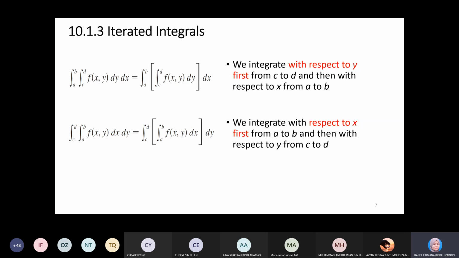It depends which one you want to integrate first: with respect to y first and then x, or with respect to x first and then with respect to y from c to d. If you have a function f of x and y and put dy inside, then you put the limits of y inside. If you put dx inside, then you put the limits of x inside and y outside. You do the integration of the inner part first, and after you get that, you do the integration of the outer part.